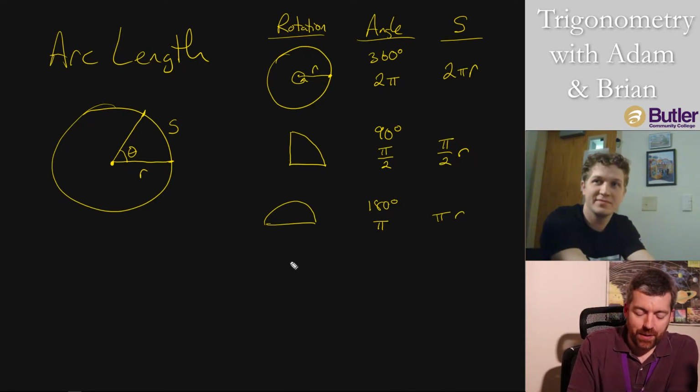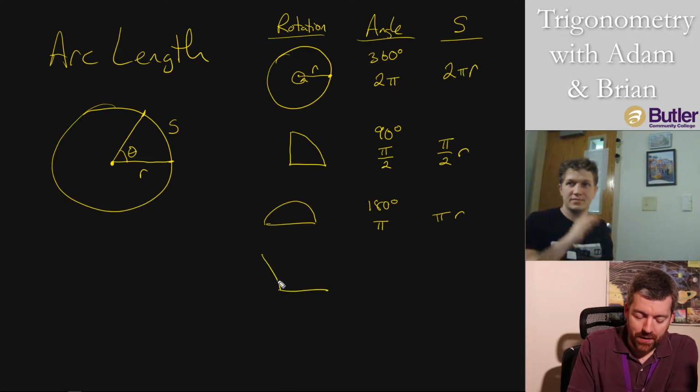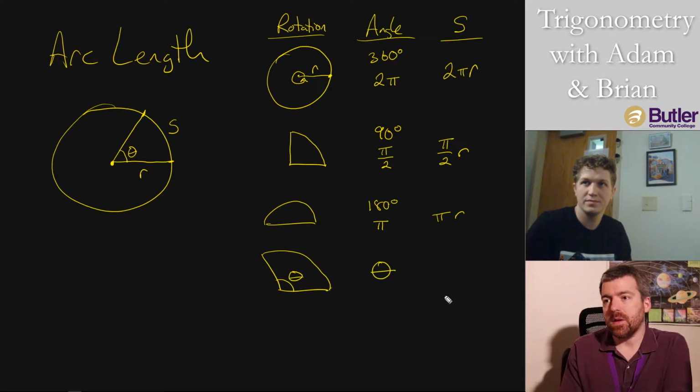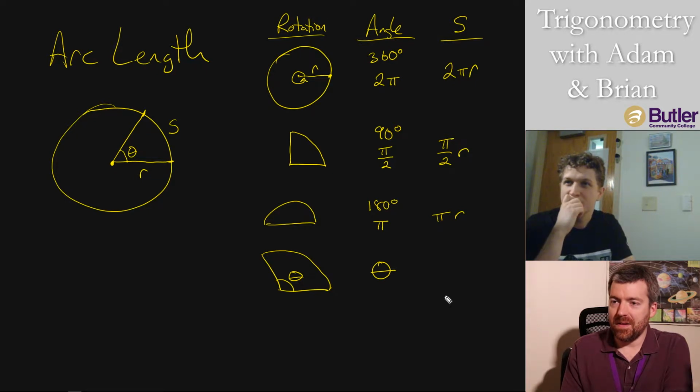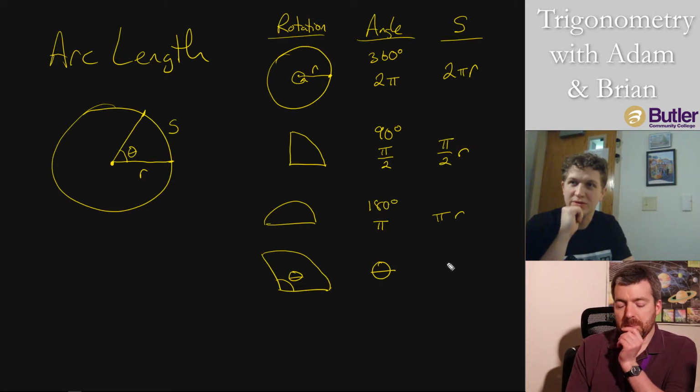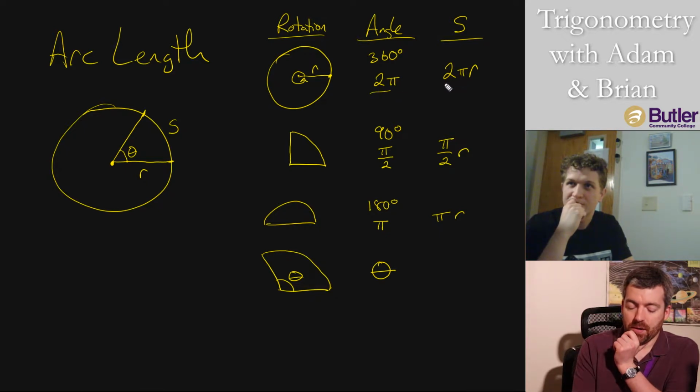So let's generalize this. Let's say we have an arbitrary angle on a circle. Call it theta. What would be the arc length? Is it 2 pi r over theta? Well, no. So angle, arc length. Angle, arc length.